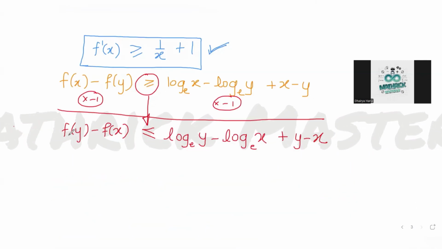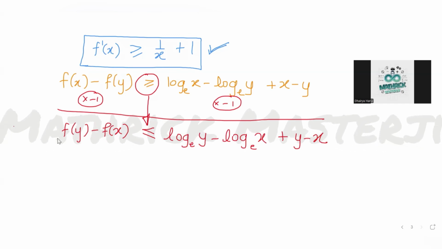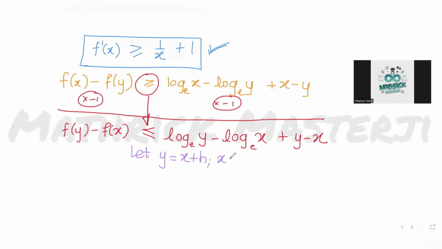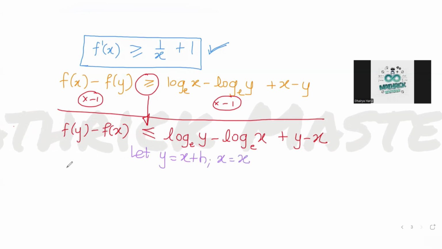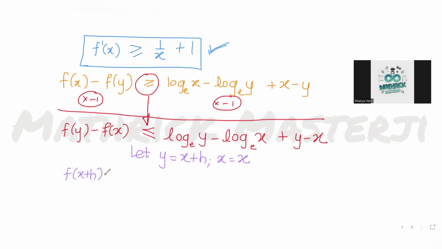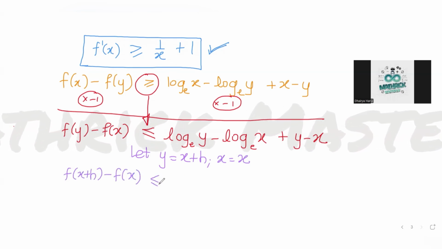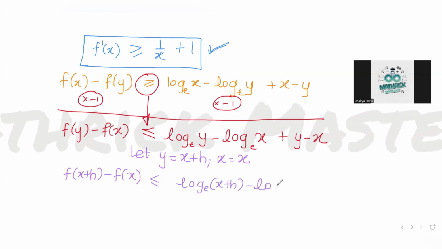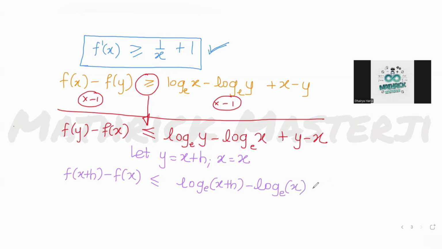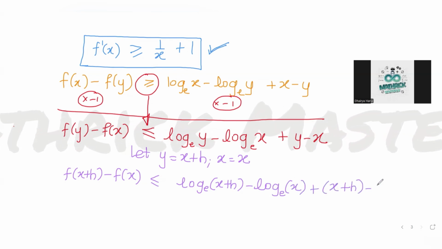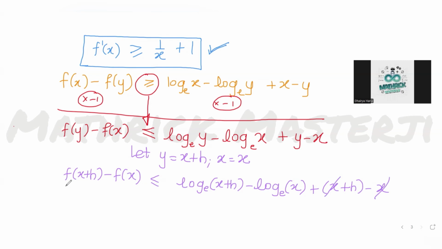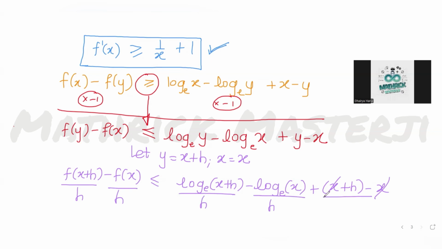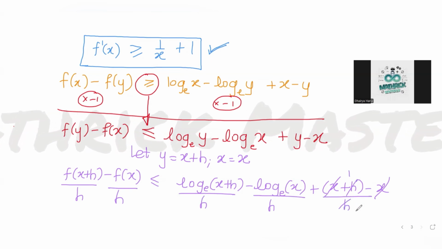So first part, I should have it as x plus h. So here I will substitute y as x plus h and x I will just put as x. So this makes it f of x plus h minus f of x less than or equals to natural log of x plus h minus natural log of x plus x plus h minus x. So x and x cancel. Throughout again I'll divide by h everywhere. So h and h basically cancel and become 1.